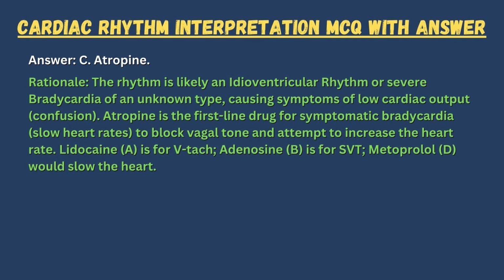Rationale: the rhythm is likely an idioventricular rhythm or severe bradycardia of an unknown type, causing symptoms of low cardiac output, confusion. Atropine is the first-line drug for symptomatic bradycardia, slow heart rates, to block vagal tone and attempt to increase the heart rate. Lidocaine, A, is for V-Tach, adenosine, B, is for SVT, metoprolol, D, would slow the heart.